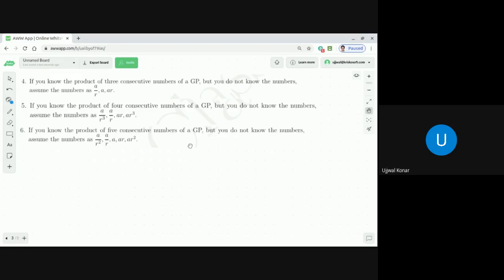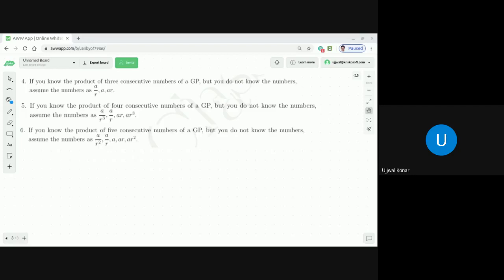So as correctly said, A by R square, comma A by R, comma A, comma AR, comma AR square. Now if you make the product of all these numbers, you will end up with only A, no R. Now what is my pattern, as you have attended the classes for the last few months, that I always find a pattern. Finding the pattern helps you to solve problems in relatively less time. So what is the pattern here? The pattern is that if you have 2m plus 1 numbers in GP, how will you choose the numbers?